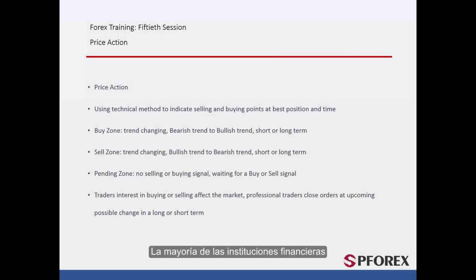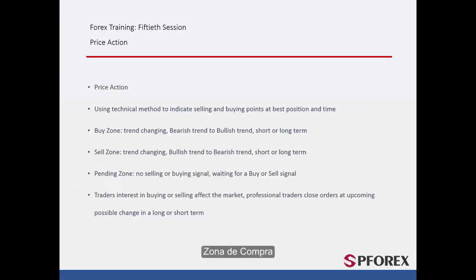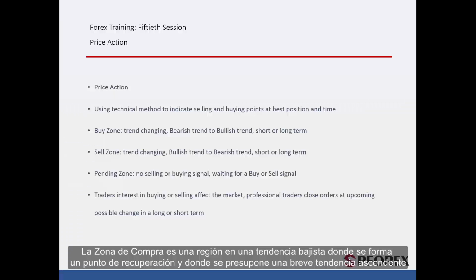Most financial institutions, banks and professional traders utilize the price action method to detect the most appropriate sell or buy entry price at a convenient time. Buy zone. Buy zone is a region in a downtrend where an upturn point is formed and a long or short upward trend is presumed.